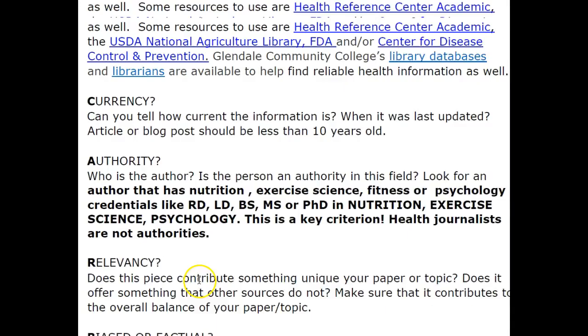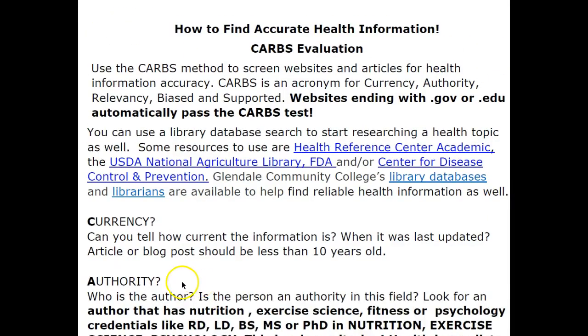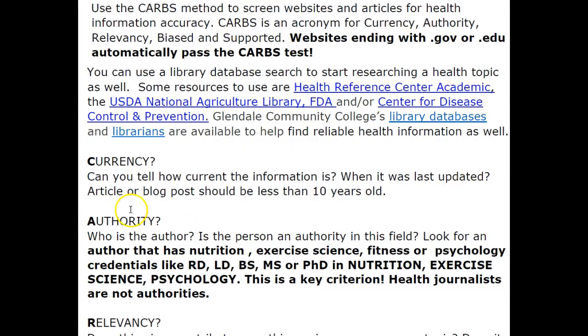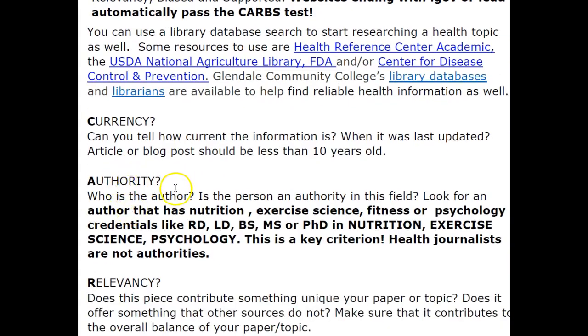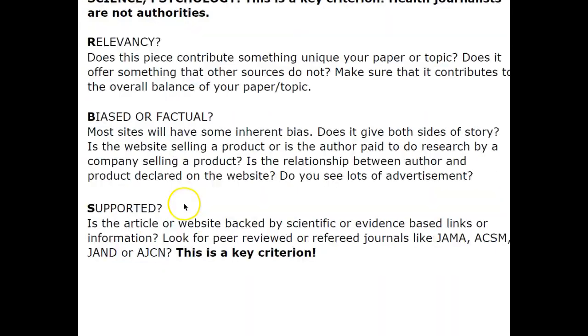So in summary, an article or website usually has accurate and reliable information if it passes the CARBS evaluation, the 5 criteria, specifically who wrote the information, the authority, and is it supported by evidence-based science.